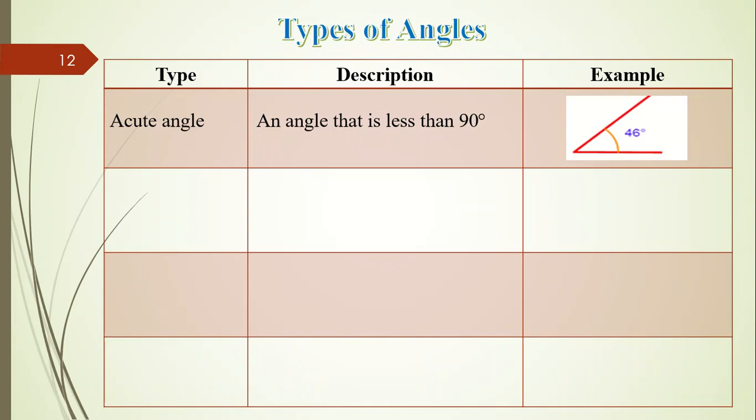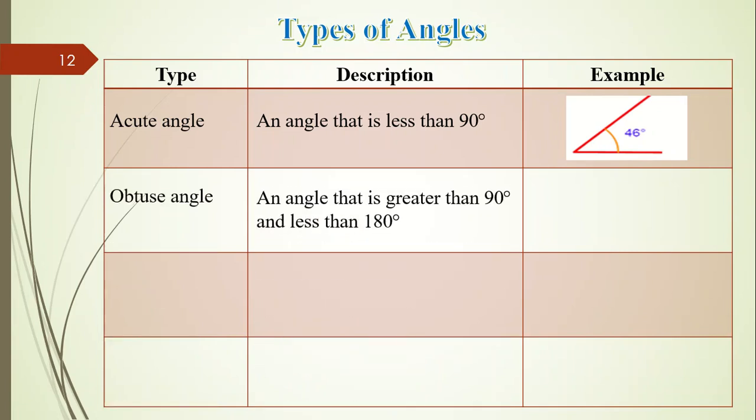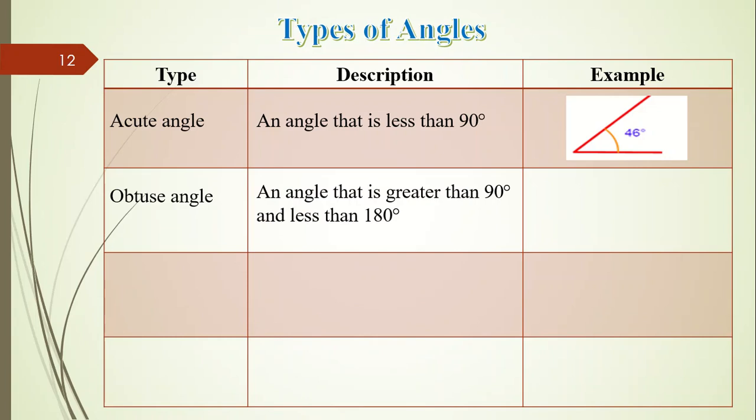Another type is the obtuse angle. An obtuse angle is an angle that is greater than 90 degrees and less than 180. So it's an angle that is between 90 and 180. For example, 130 degrees. Right angle.